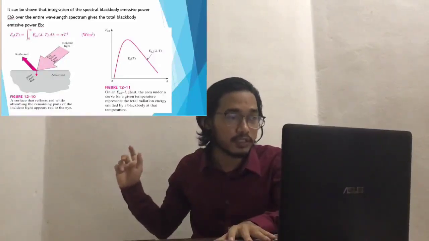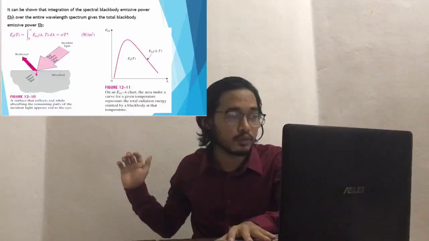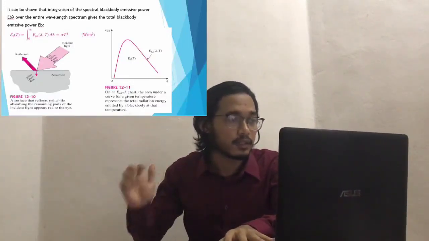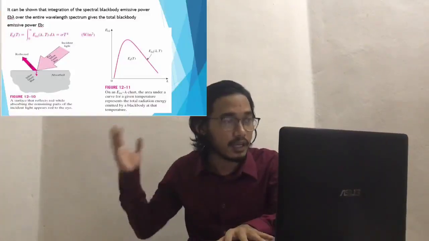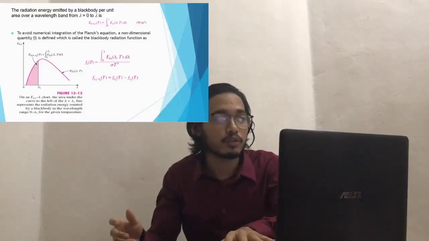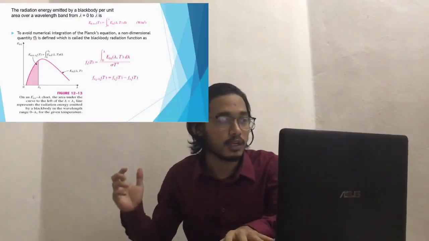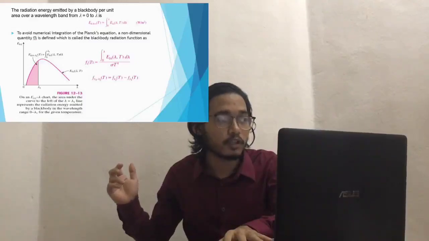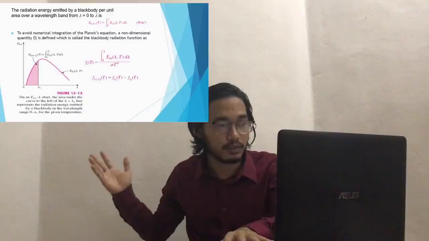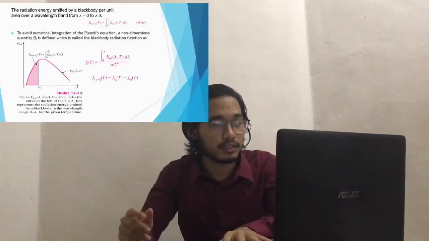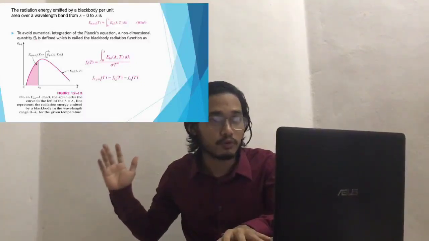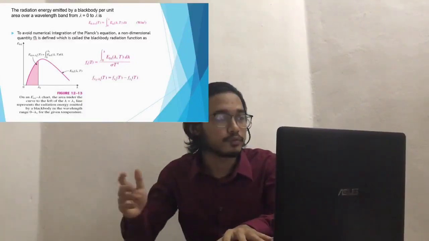In the figures you can also see the incident light impacting and then reflecting into the red colors. And also in the next slide, we move into the radiation energy emitted by a black body per unit area, as in the formulas. And also, to avoid numerical integration of the Planck equation, a new formula as in the figures is introduced. This formula is important because we want to know how to read the table in the next video.